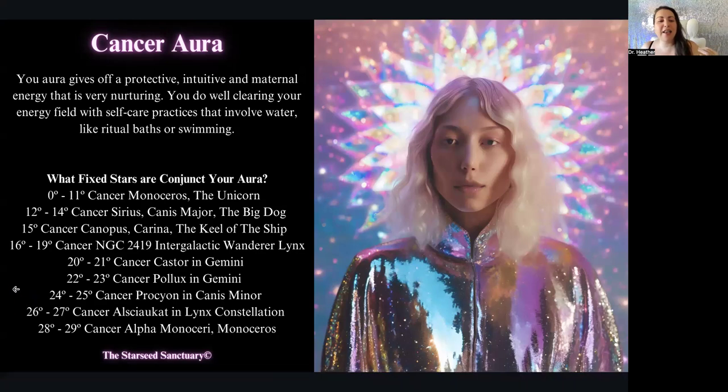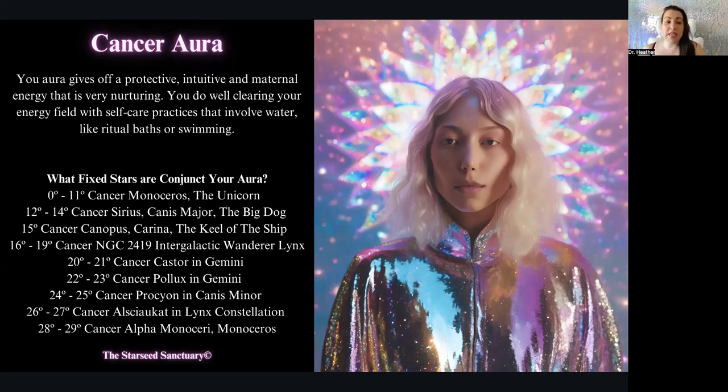Next up, we have a Cancer aura. So if your natal asteroid aura is in the sign of Cancer, your aura does tend to give off a protective, intuitive, kind of maternal energy that's usually very nurturing when it's healthy. You do really well clearing your energy field with self-care practices that involve water, like ritual baths, swimming. It could even be just drinking more electrolyte waters.